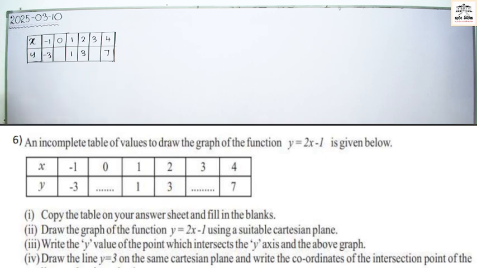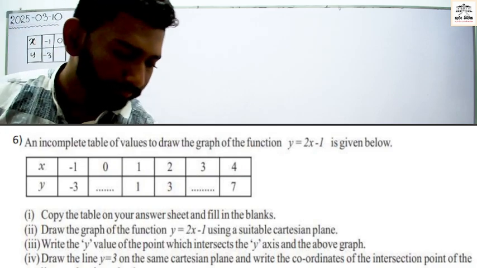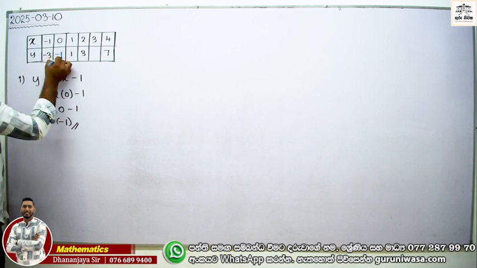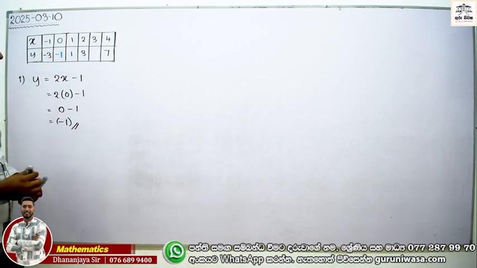First one, part 1, y equals 2x minus 1, right? Firstly, you need to find the value for x equals 0. Therefore, 2 into 0 minus 1. Then the answer becomes 0 minus 1, and the answer is minus 1. This is a suitable answer for the first one, and I put the method here. You need to write minus 1. Right?